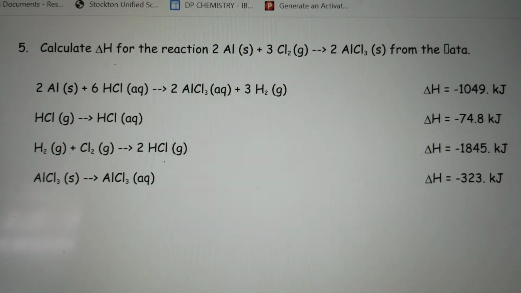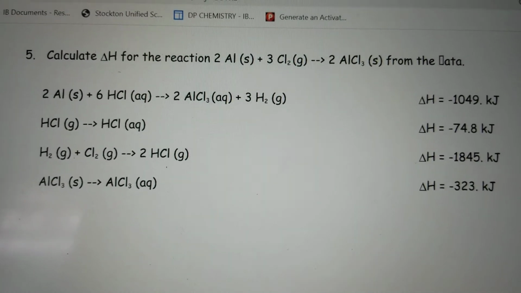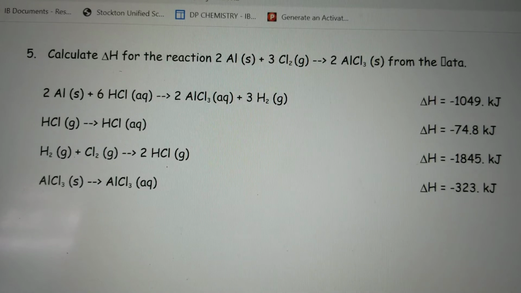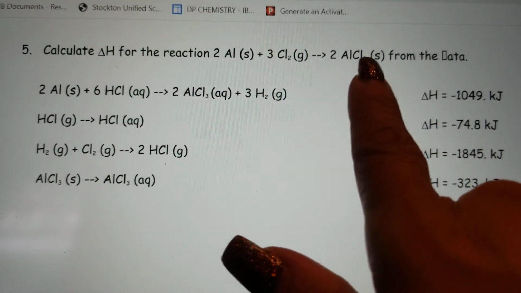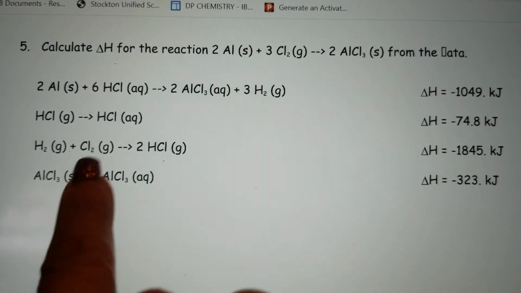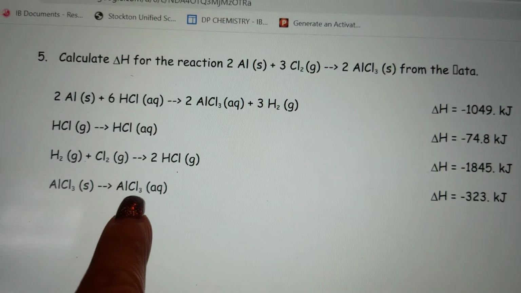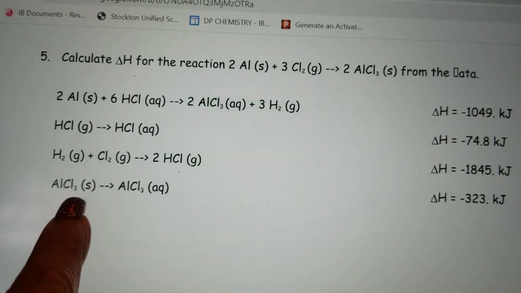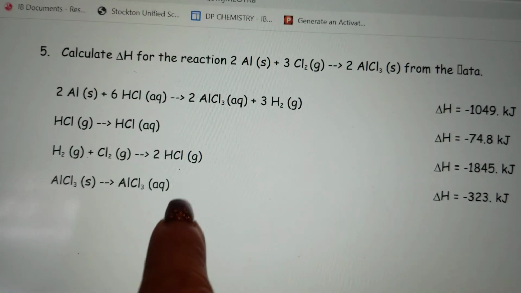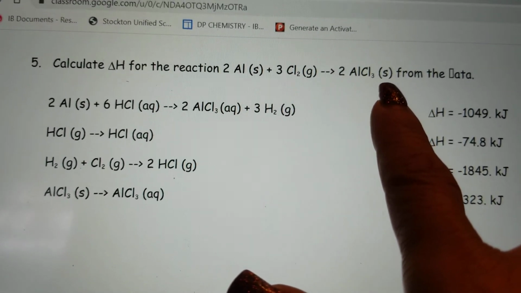So a couple things to look for. When do you have to multiply by a factor? When do you have to divide by a factor? When do you have to look at states of matter? For example, this one has AlCl3 solid. Well, in the steps, you have AlCl3 aqueous, AlCl3 aqueous, AlCl3 solid. So you need to manipulate it in such a way that your final answer is going to be AlCl3 solid.